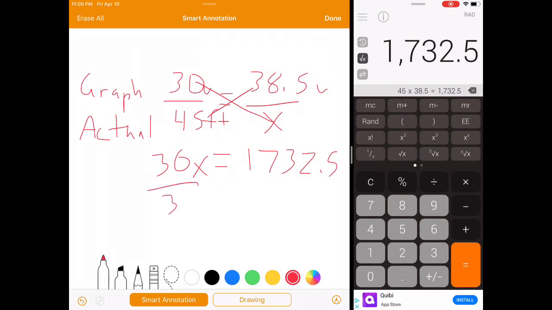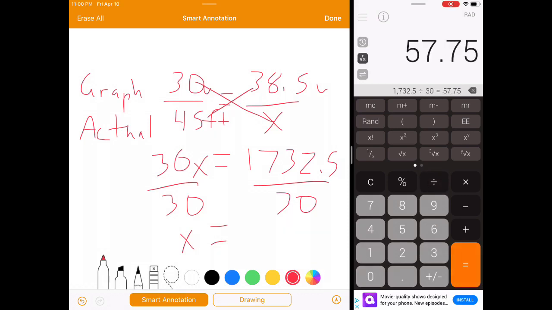1,732.5 and divide that by 30. And this will tell me how many feet of lights I would have to get. So I would have to get 57.75 feet of lights. I would probably round that up to 60 because I doubt I can buy 57.75 feet of lights.